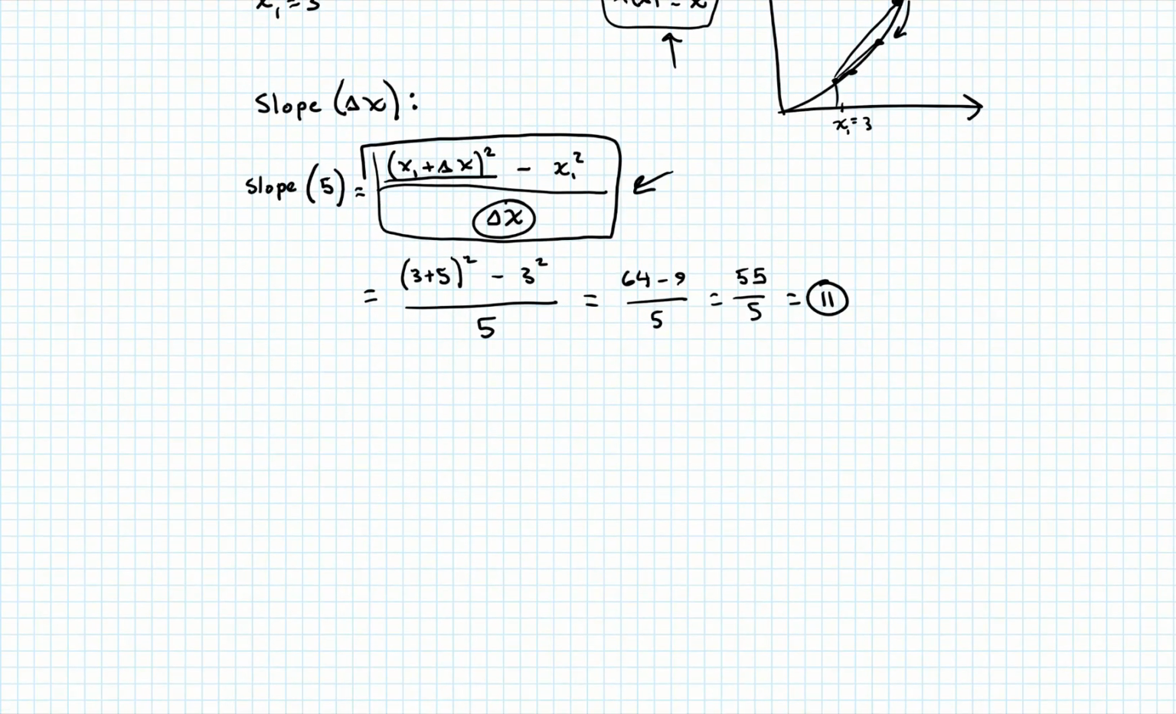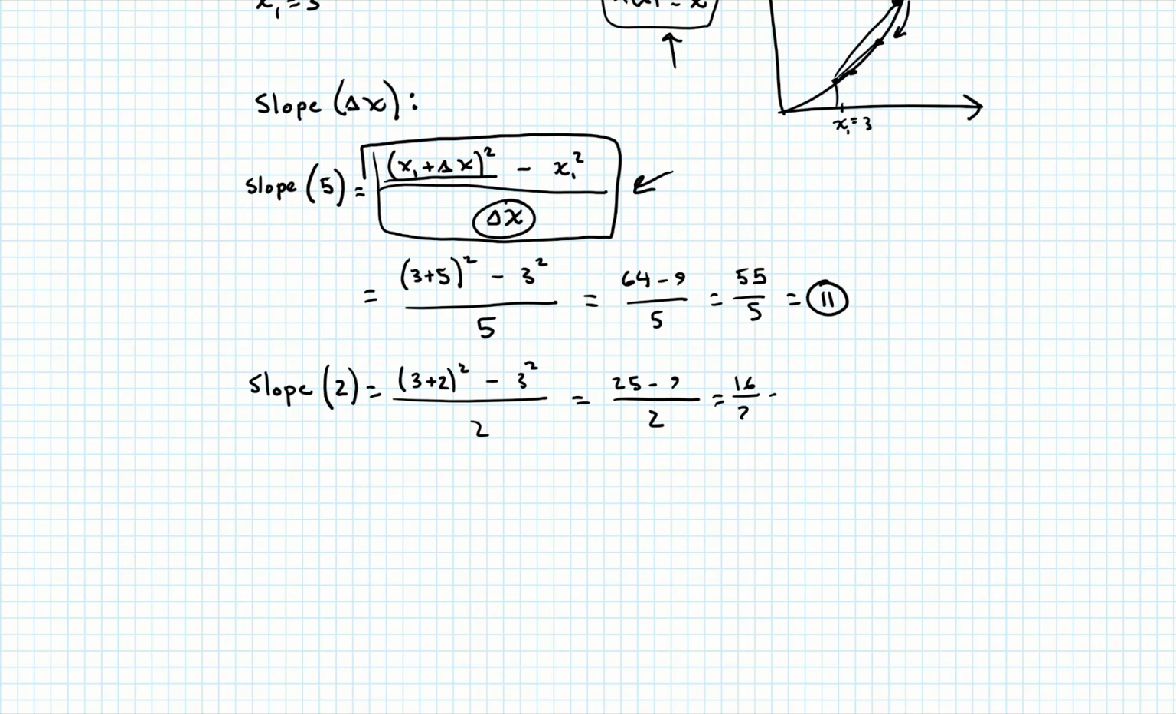So now, let's see what we can do. We're going to do the slope of 2. Same process. Remember, 3 is going to stay the same. x1 isn't changing, so 3 plus 2 squared minus 3 squared over 2. So 5 squared is 25 minus 9 over 2. 25 minus 9, it's going to be 16. Okay, sorry, I thought I made a mistake. 25 minus 9 is 16 over 2. It's going to be equal to 8.